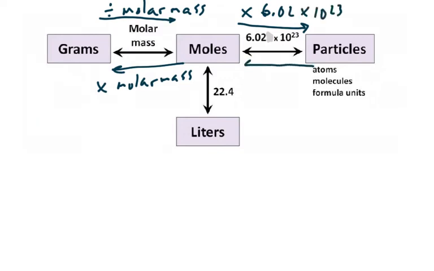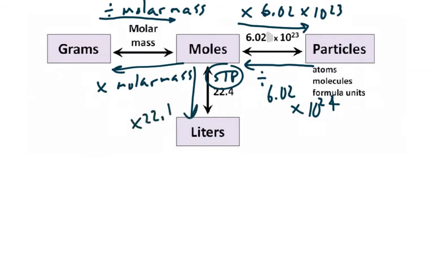If you're going backwards from particles back to moles, then you're going to end up dividing by Avogadro's, again, by 6.02 times 10 to the 23rd. Now, if it's at STP, which in these problems are going to be at STP, we know that under STP conditions, if you're going from moles to liters, you simply multiply by 22.4. And if you're going backwards, if you're going from liters back to moles, you're going to divide by 22.4, and that's based on using the conversion factor when it's at STP.